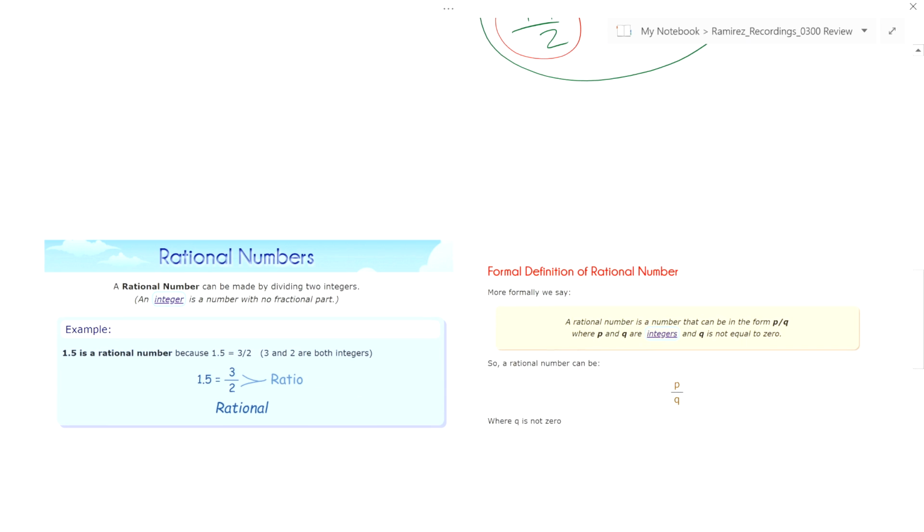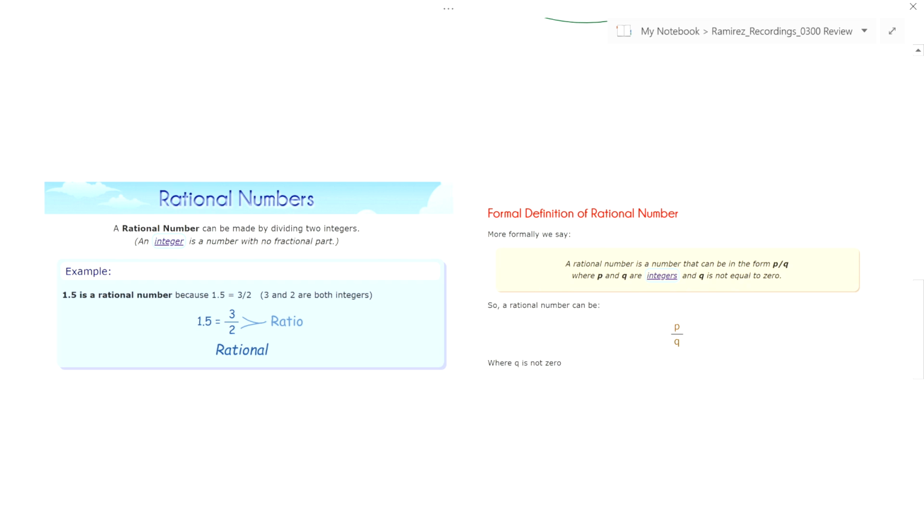And for D, now we're given the problem of rational numbers. A rational number can be made by dividing two integers. This is very important: they have to be divided by two integers. Here we can see a problem: 1.5 is equal to 3 over 2, because 3 divided by 2 will give us 1.5. So you notice that when we divide two integers, we end up with a decimal. Now we have to be able to convert that decimal back into a fraction. That's what makes a rational number.